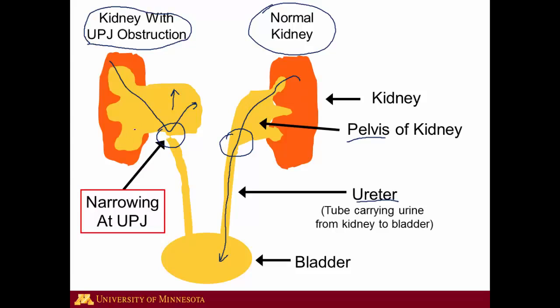Now the cause of this narrowing at the UPJ can be many things. It can be congenital, it's essentially present for your entire life, or it could be due to scarring from kidney stones or other trauma to the area. Finally, you can occasionally have narrowing at this area due to a cancer within the ureter. This is fairly rare and tends to happen as people age or in people who have a long smoking history.